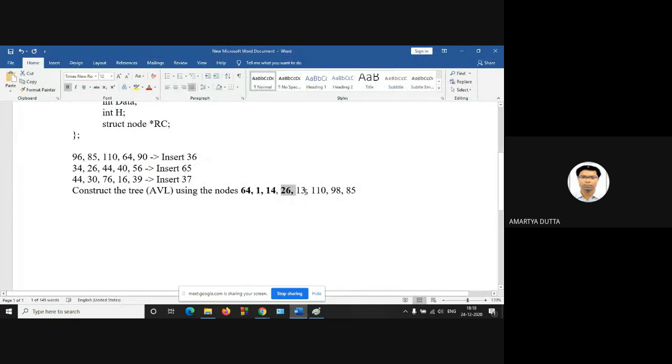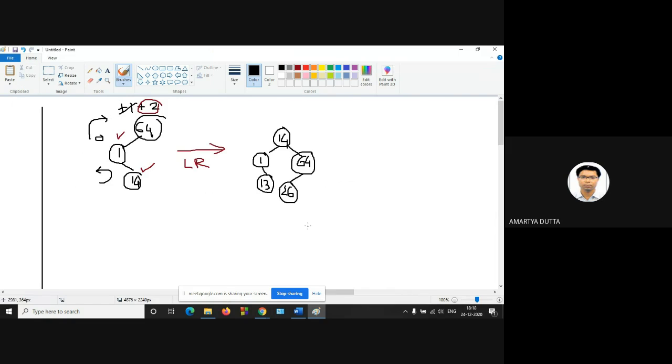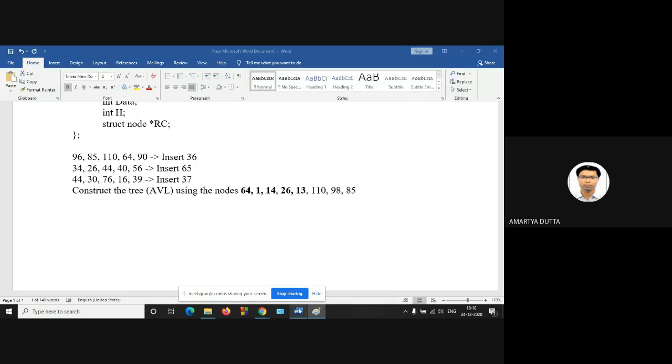Next one is 110. Next, right of 64. Right of 64, so 110. Again, it is a height balanced tree. You can check the balance factor of every node. Next one is 98.